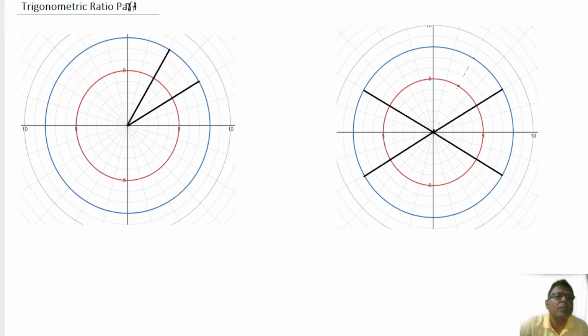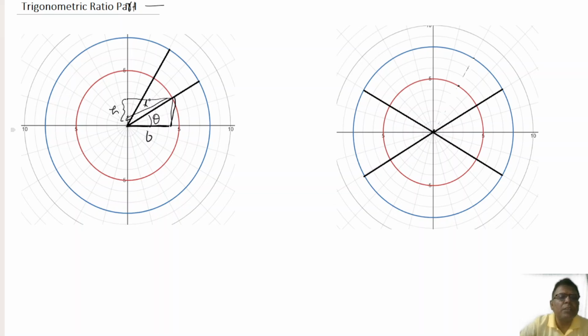Part 1. So, in part 1, we'll study the trigonometrical ratio. You see this angle theta, and this is the projection on the x-axis. Say this is B, and this is the projection on the y-axis. Say this is H, and this length is L.